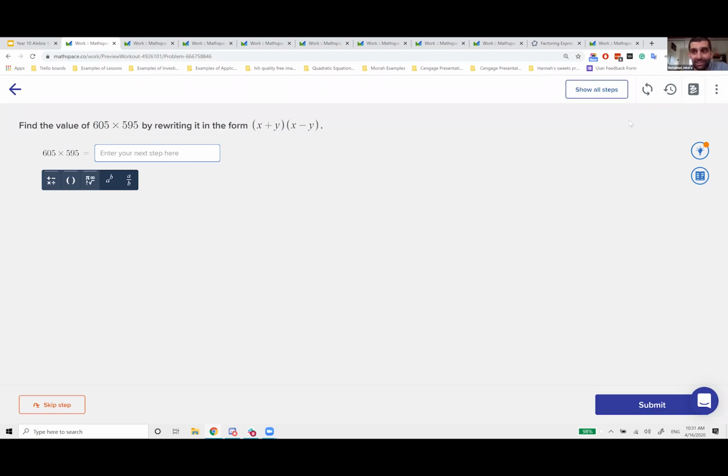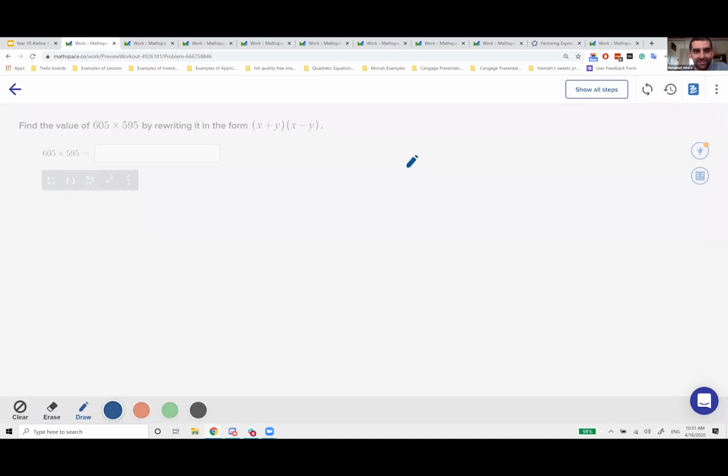If I didn't have a calculator, I would hate to do this like this. I mean, you could. You could do the 5 times the 5 and carry and add the zeros and all of that. That's one way to do it. But now that you know difference of 2 squares, I reckon we can do better than that.